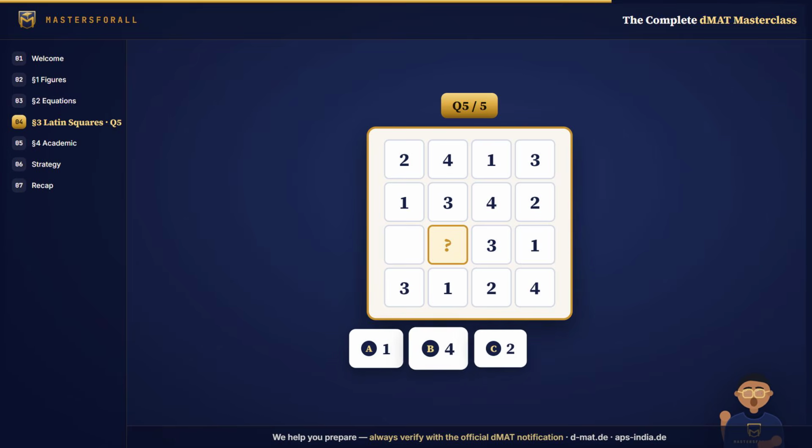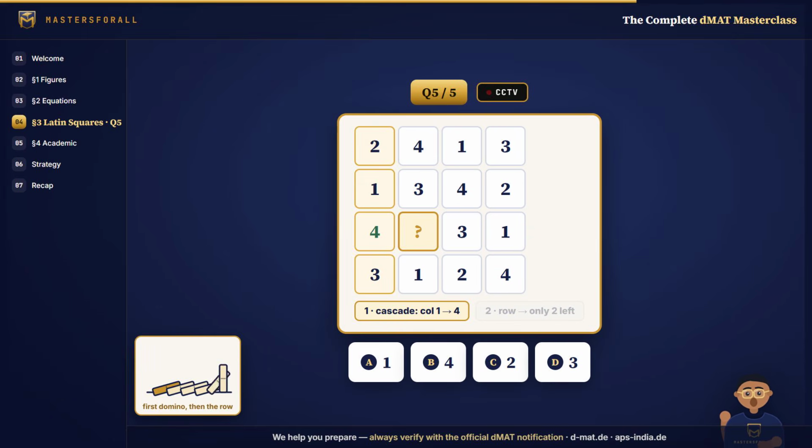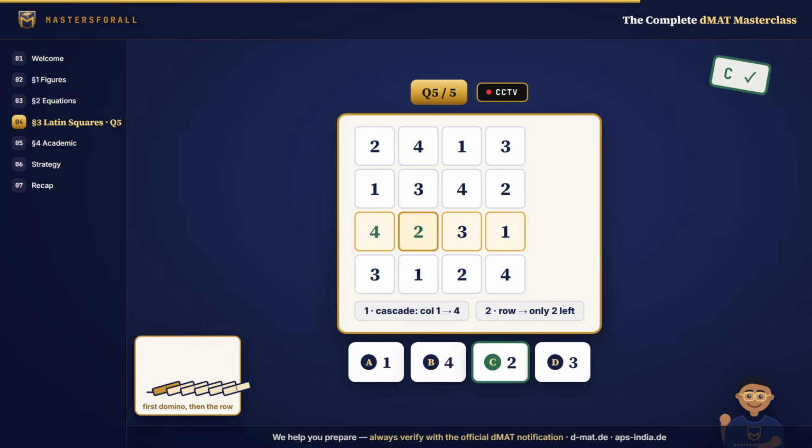Section finale is a 2-step chain. Cascade first, then survive. Column 1 gives the first domino, 2, 1, 3 there. The blank is 4. Now the row reads 4, blank, 3, 1. Only 2 is left. The answer is C. Latin squares, done.